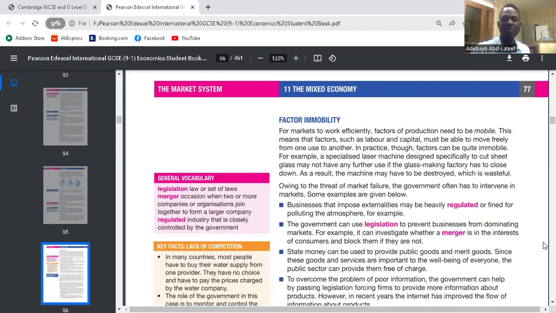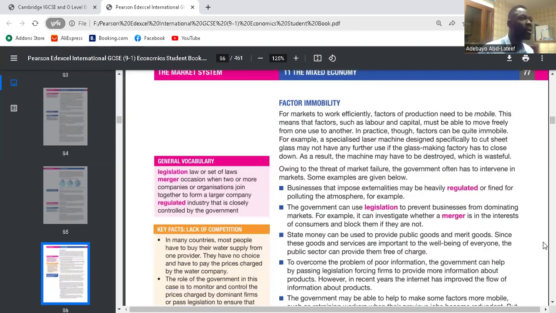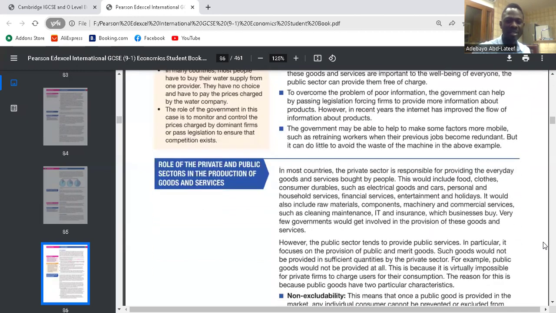Factor immobility. If factors of production are immobile, that means they cannot be easily converted to something else, then there will be market failure. So if land cannot be switched to something else, we can only use land for this, we can't use land for that. We can only use capital for this, we can't use capital for that. If there's no flexibility in factors of production, then there's market failures. Is it clear? Yeah.